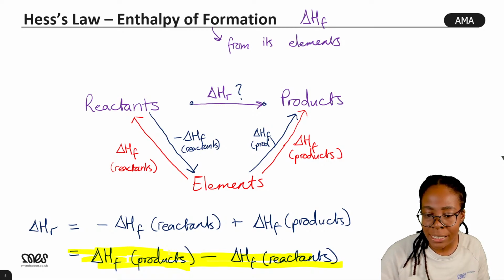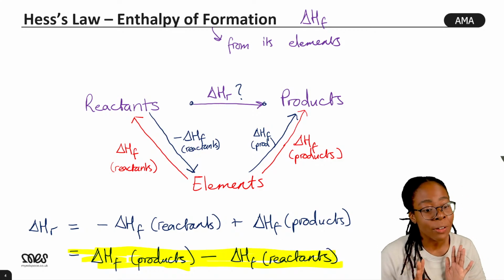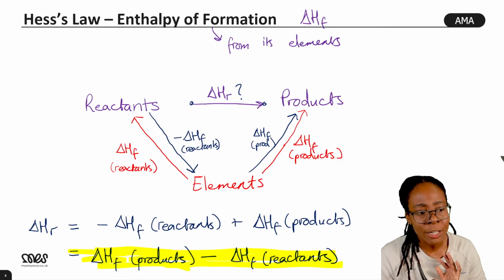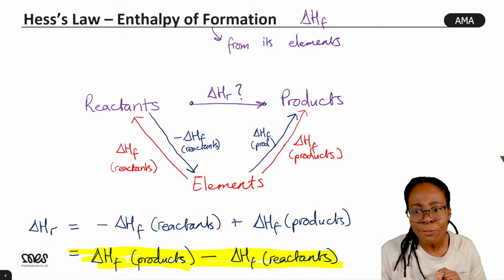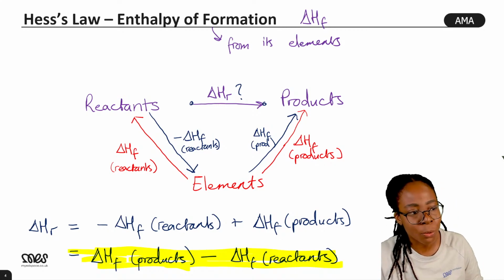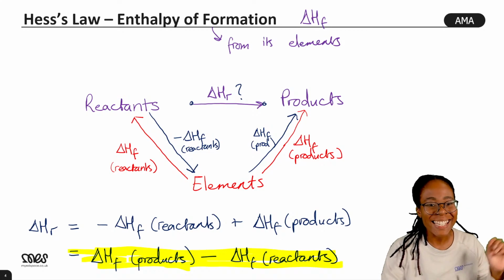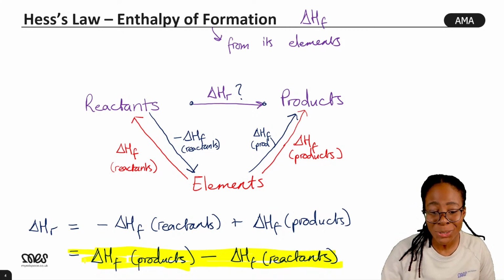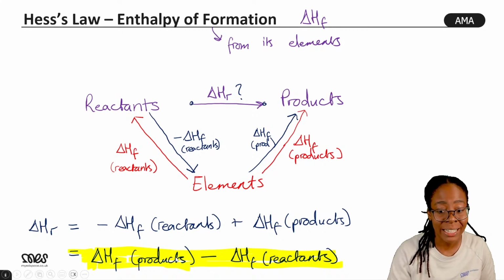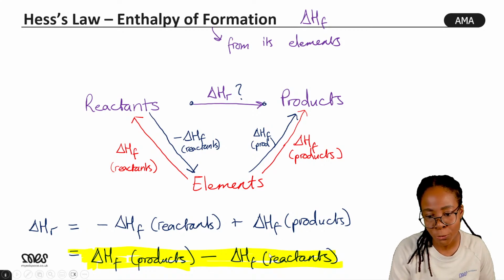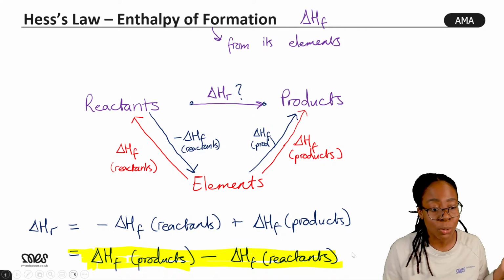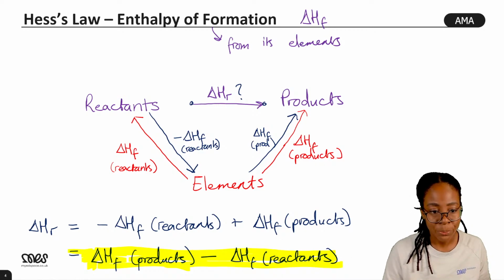Because if we understand where this is coming from, then whenever you're given enthalpy of formation data, you don't actually have to draw a whole Hess cycle to figure out what's going on. Instead, we can just use this expression directly: enthalpy change of formation for products minus enthalpy change of formation for reactants. That's your enthalpy change of reaction.